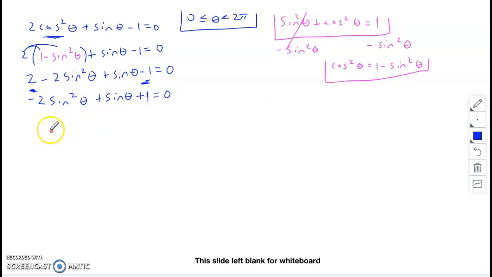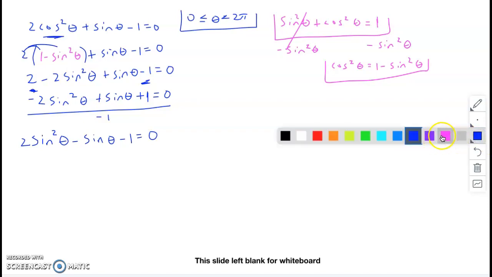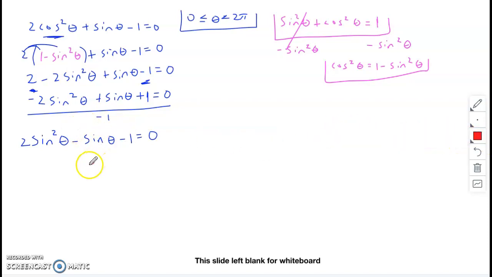All right, we're organizing. I don't want to have my leading coefficient with the sine squared negative, so I'm going to divide all this by negative 1 on both sides. So negative negative is going to turn into 2 sine squared theta. Positive negative turns into negative sine theta. Positive divided by negative is going to give me negative 1, and 0 divided by negative 1 is 0. All right, looks way better. I just organized my trinomial.